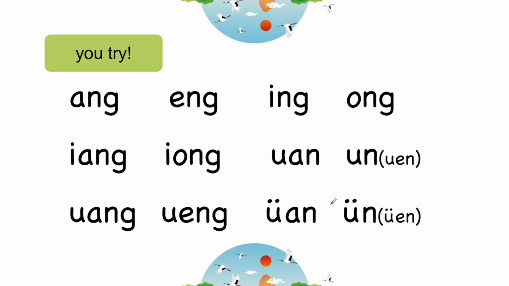Look at the screen now, everyone. These are all the compound vowels we talked about today. Now, can you try to say the sound? No? Yes? Okay, let's do it together. First one. Ang. Number 2. Eng. 3. Ying. 4. Ong. Next. Yang. Next. Yong.